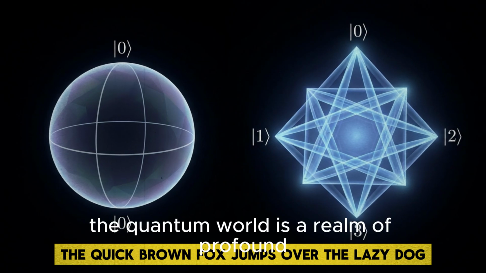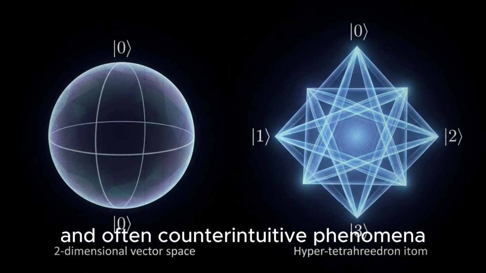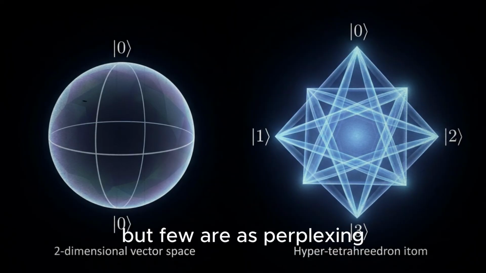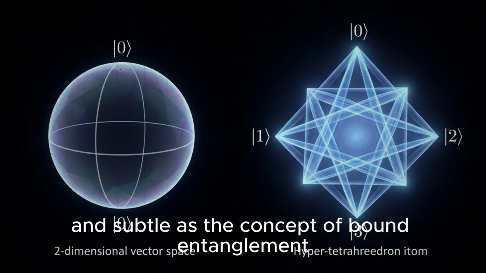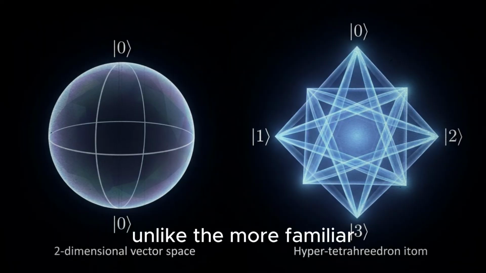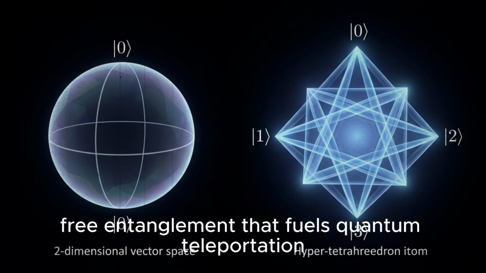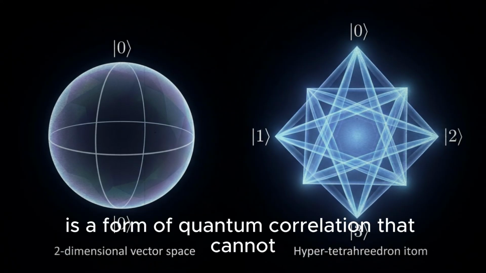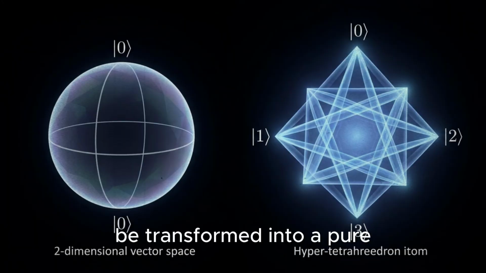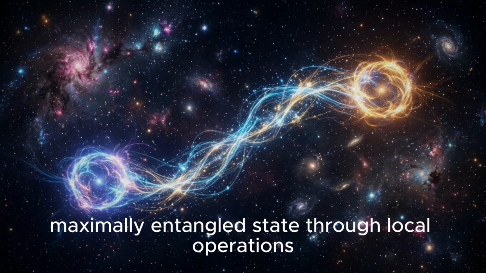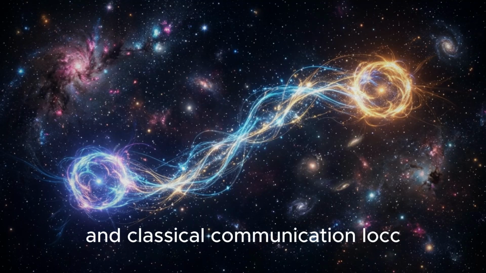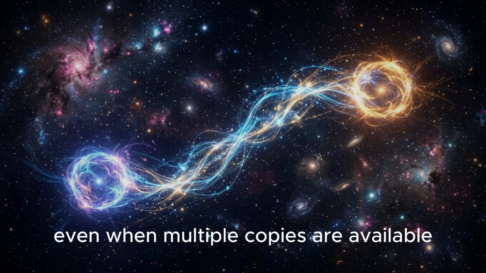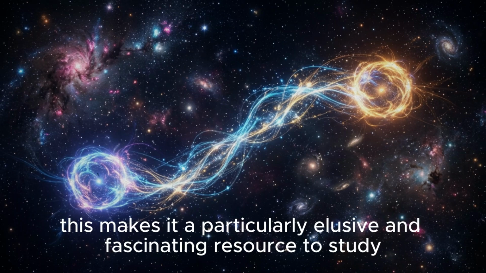The quantum world is a realm of profound and often counterintuitive phenomena, but few are as perplexing and subtle as the concept of bound entanglement. Unlike the more familiar, free entanglement that fuels quantum teleportation and superdense coding, bound entanglement is a form of quantum correlation that cannot be transformed into a pure, maximally entangled state through local operations and classical communication, LOCC, even when multiple copies are available. This makes it a particularly elusive and fascinating resource to study.